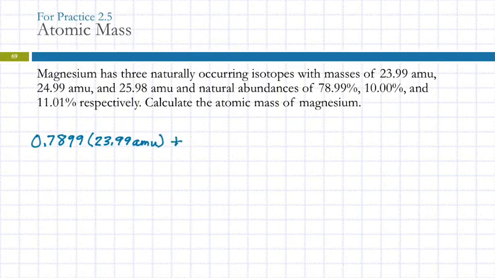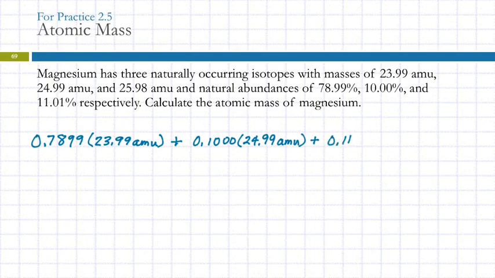Then we're going to add the decimal percentage. No, that doesn't make any sense. The decimal abundance. So 10% becomes 0.1000 times the mass of that isotope, 24.99. And you should always write this down, because could you do it just looking at the problem? You could, but it's really easy to get confused.